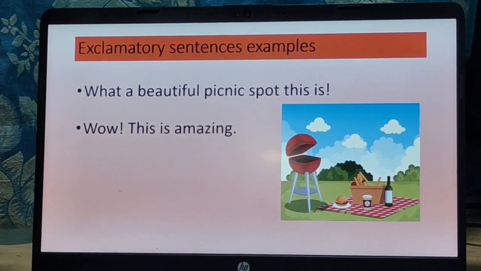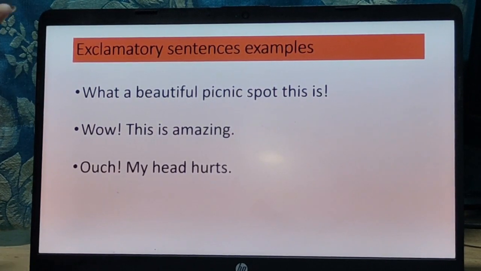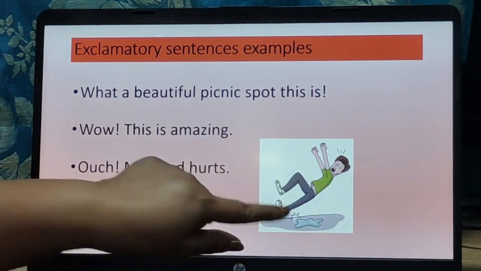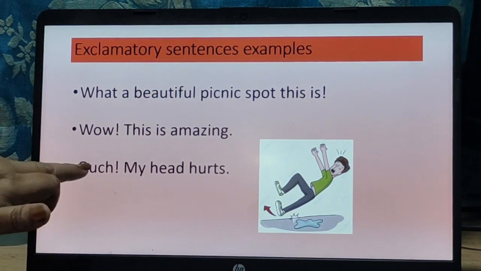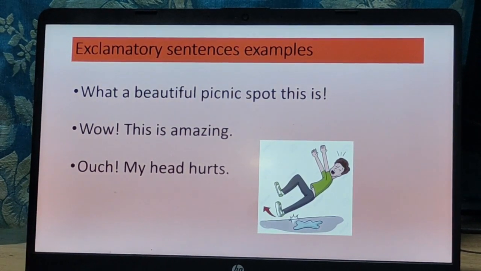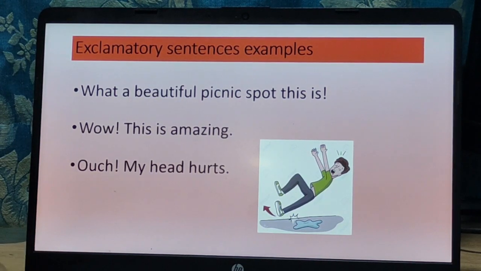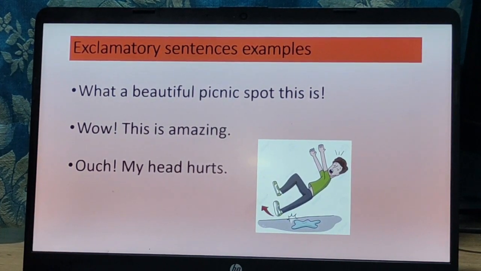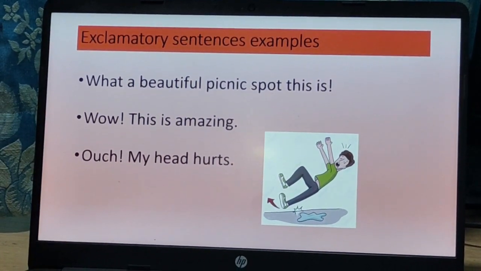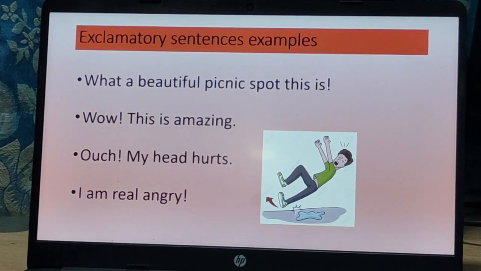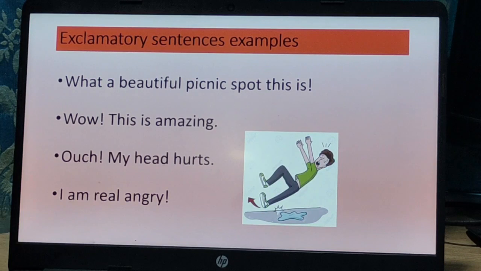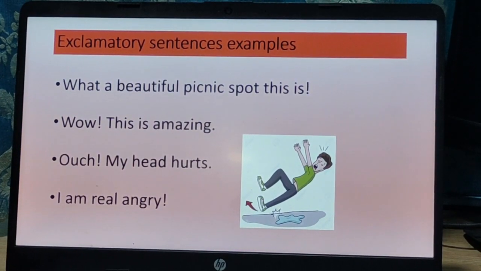So when you're speaking with a lot of excitement, it becomes like that. Or, ouch, my head hurts. Imagine I fell down and my head touched the ground and it really hurt me. So it's an exclamation not only of joy, but also of sadness or danger. That also can be an exclamatory sentence. It has an exclamation mark somewhere. Or, I am real angry. You say I'm real angry, you're very angry. That also is an exclamatory sentence.